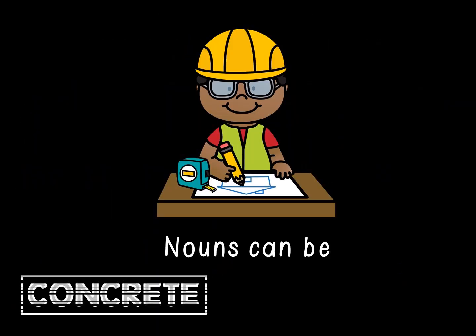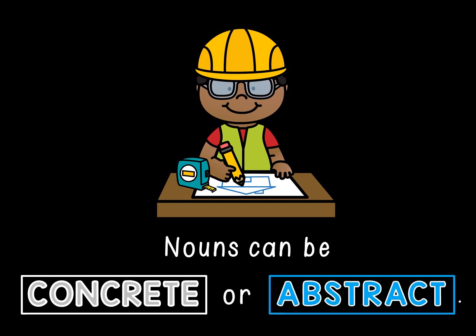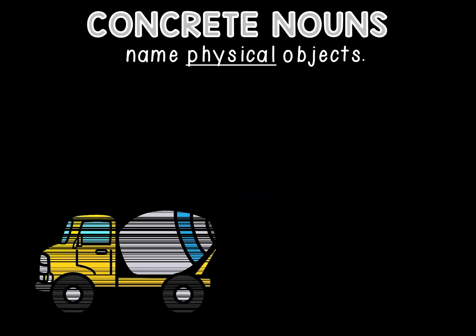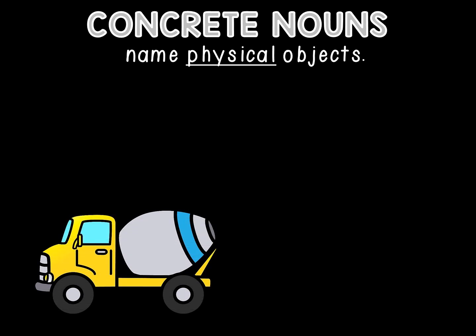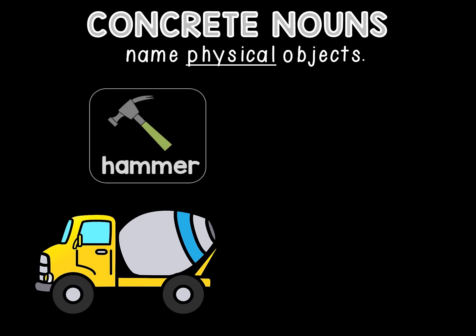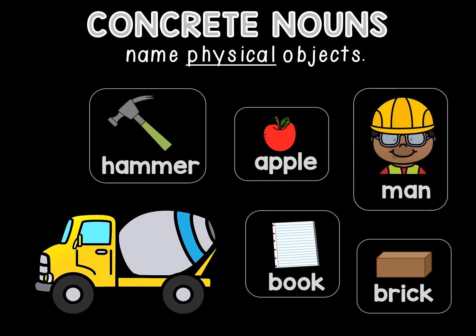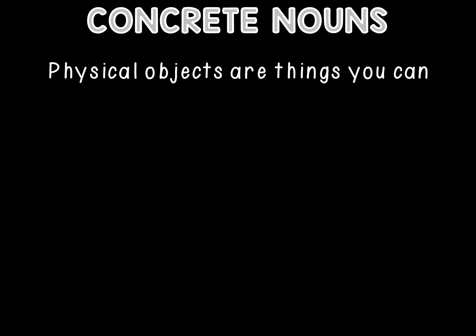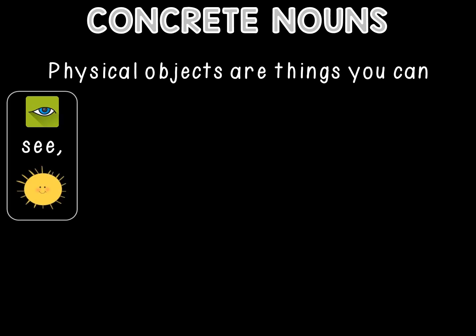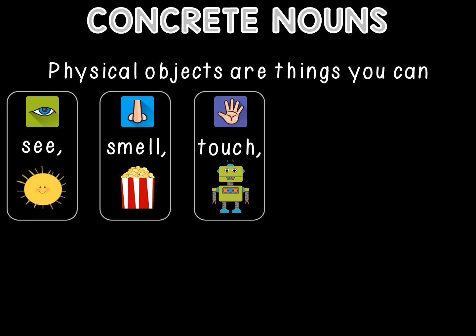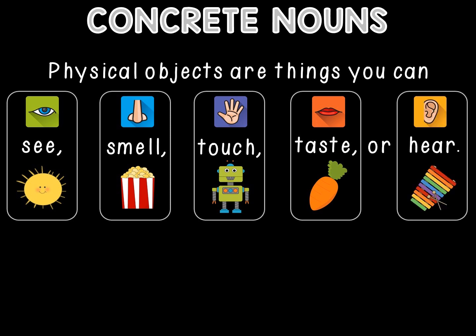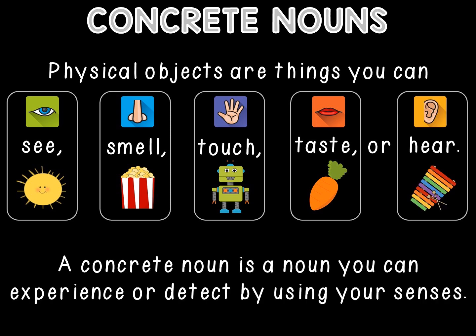Nouns can be concrete or abstract. Concrete nouns name physical objects. That means things that you can touch, like a hammer, an apple, a book, a brick, a man. Concrete nouns are physical objects that you can see, smell, touch, taste, or hear. A concrete noun is a noun that you can experience or detect by using your senses.